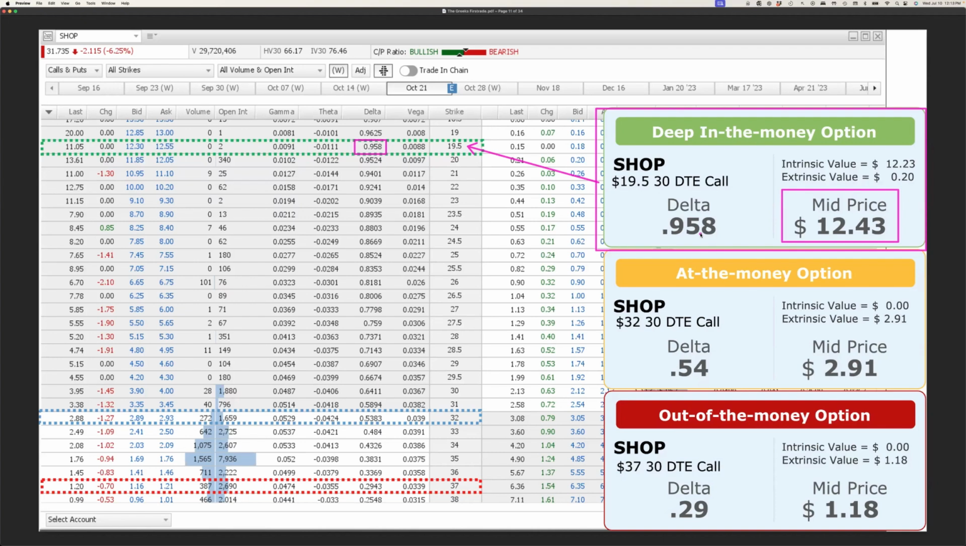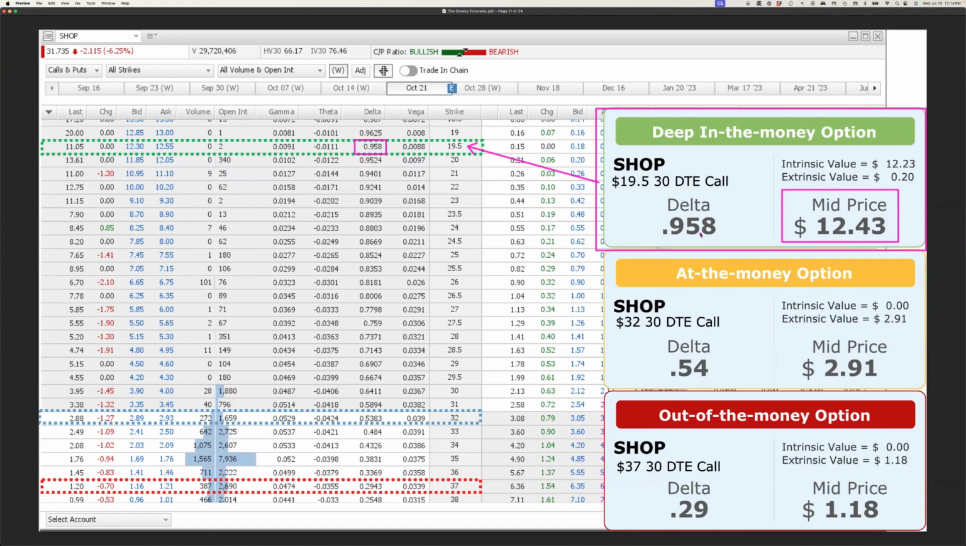So think about a stock, right? If you bought 100 shares of the stock, it would move exactly dollar for dollar. But if you were to buy 100 shares of the stock, you'd have to pay $31.73 per share. Here with the call option, you're paying $12.43, roughly 1/3 of the price of 100 shares of the stock, yet you're getting a very similar exposure to owning the stock.